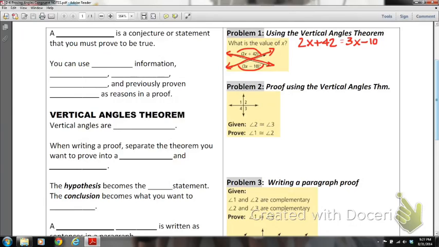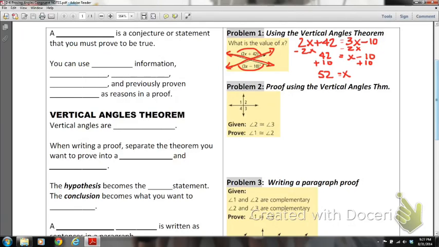Solve this for x. We can subtract 2x from both sides. Gives us x minus 10 equals 42. And then you can add 10 to both sides, and you have x is equal to 52. So your answer to the value of x is equal to 52.